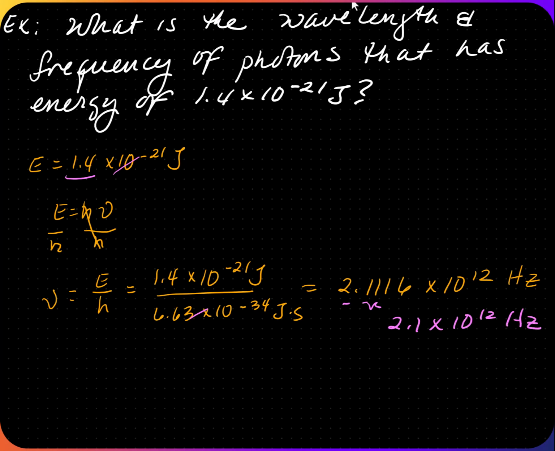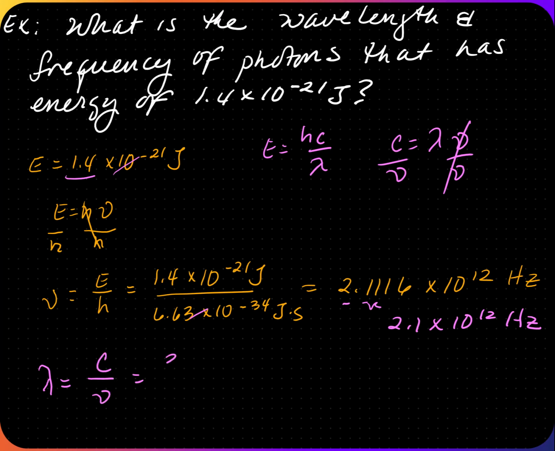At this point, there are 2 ways you could solve it. You could use E is equal to hc divided by lambda, or you could use the wave equation or the light equation, which is c equals lambda times nu. I'm going to use this one because it's a lot easier. So to isolate lambda, I need to divide both sides by nu. The nu's cancel out, so lambda becomes speed of light divided by the frequency.